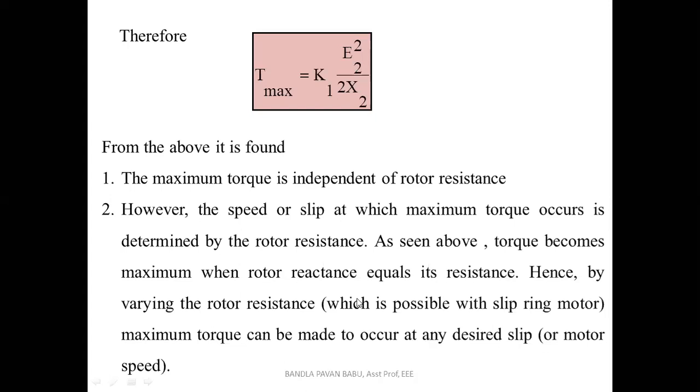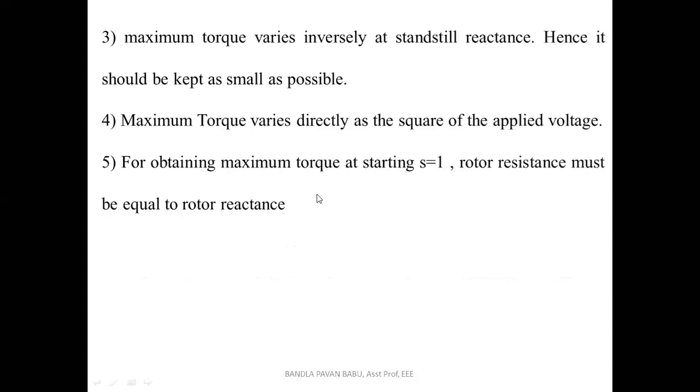Okay, so what does it mean? By this equation, what we can conclude is that by varying the rotor resistance... how can we vary the rotor resistance? In case of the squirrel cage, we cannot add the external resistance. Okay, so the possibility is only with the slip ring induction motor. So there we can add the resistor bank. Okay, so by this we can improve the torque. Okay, so that is another advantage. And look at the third one.